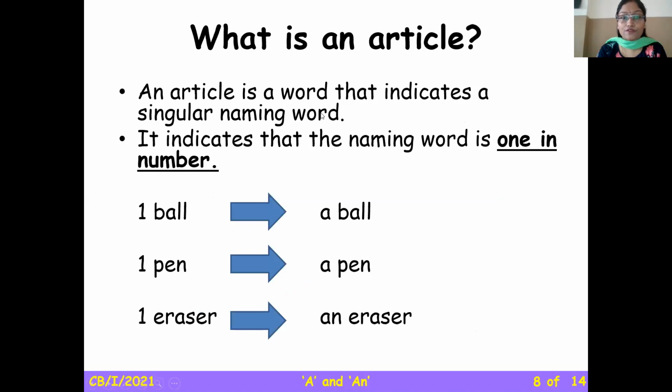But before that, we should know what an article is. An article is a word that indicates a singular naming word. It indicates that the naming word is one in number. So the naming word, or we can say noun, is one in number. We can see here in the example, children, one ball can be written as a ball. One pen can be written as a pen. One eraser can be written as an eraser.